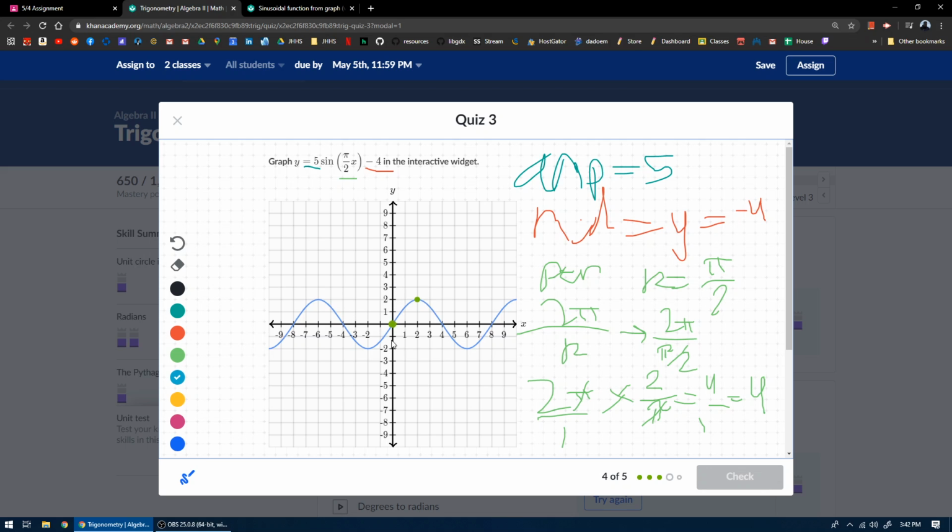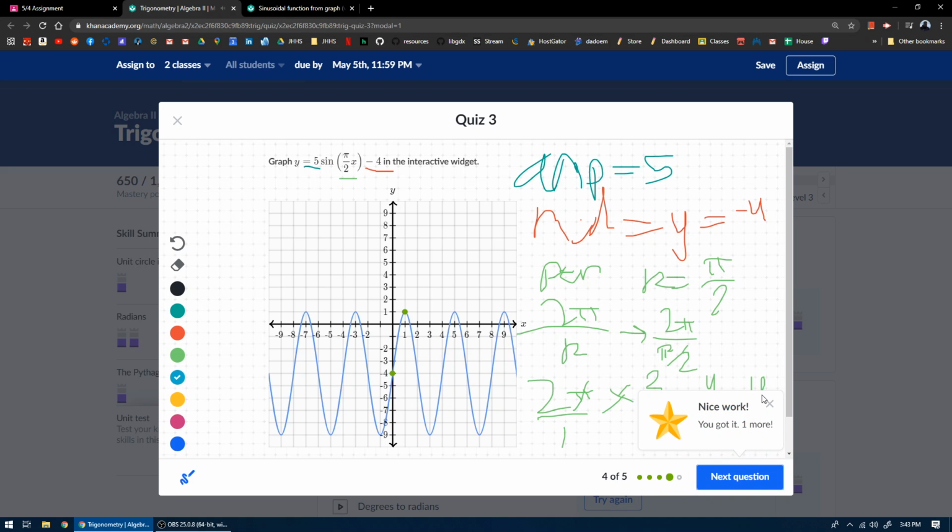It will look like this, but the midline is -4, so the middle will be down here. Amplitude is 5. 1, 2, 3, 4, 5. Period is 4, so one cycle will be 4 units. Amplitude is 5. Up, down, back. That's 4 units, and I think we're done. Perfect. If you're stuck on how to do this, look back earlier in the video.